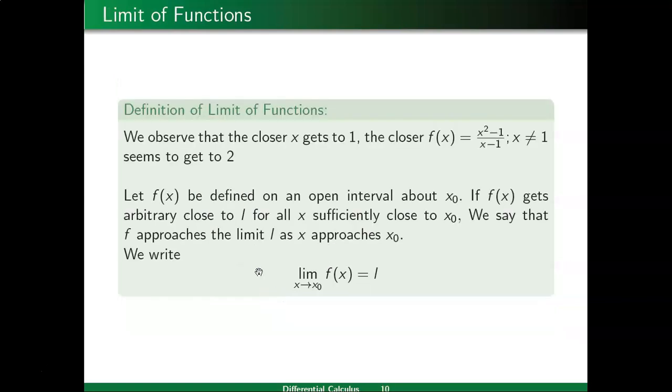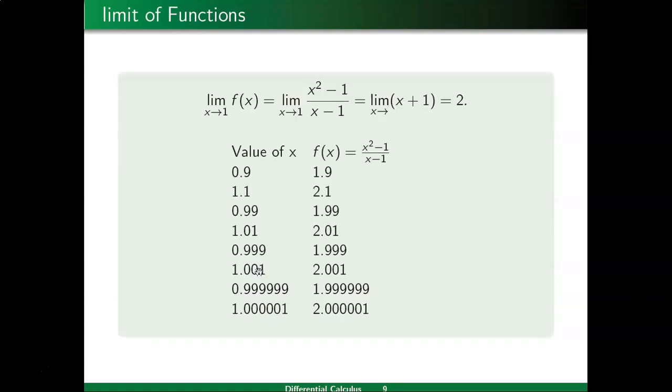If we go to the last slide, if we come from 0.9 towards 1, the value of f(x) is approaching 2. If we come from 1.0001 towards 1, the value is again approaching 2. So what we are observing is that the closer x gets to 1, the closer f(x) seems to get to 2.